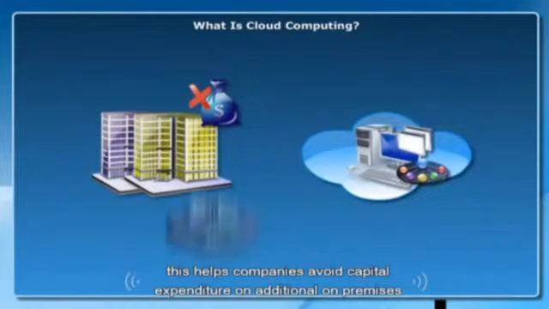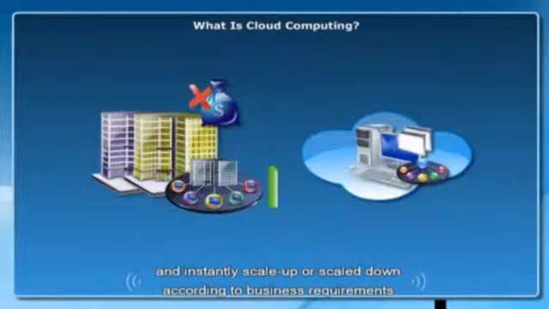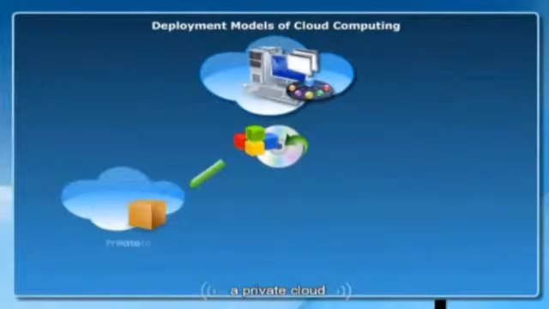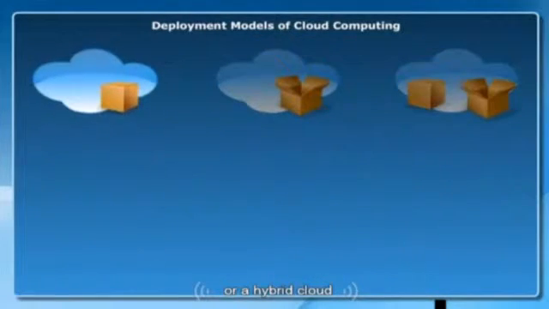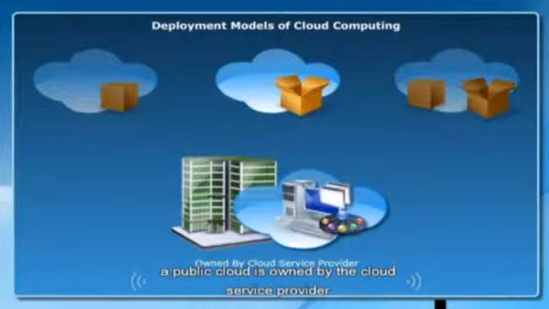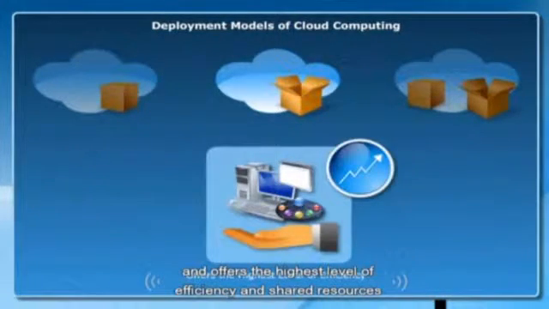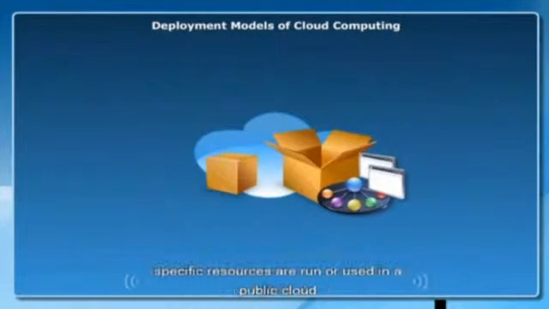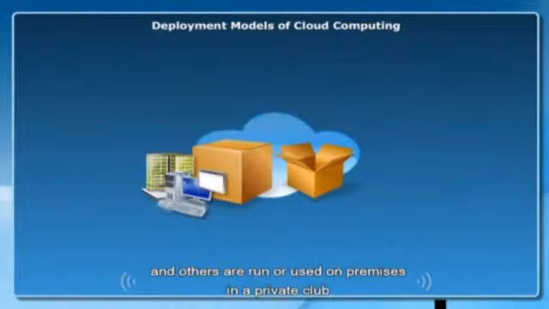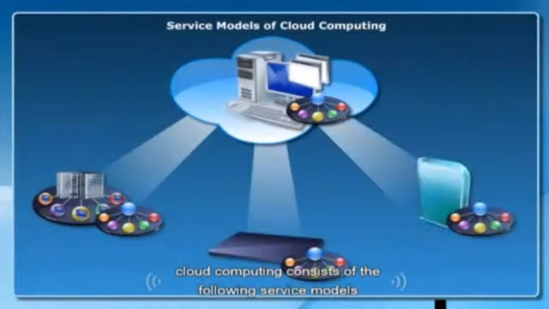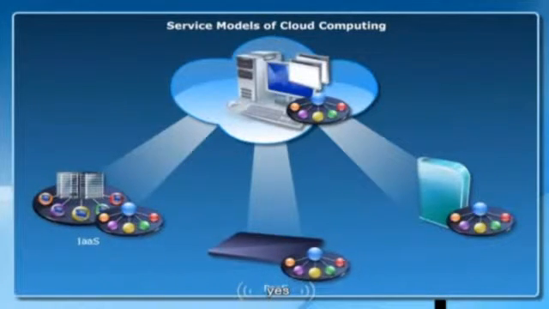This helps companies avoid capital expenditure on additional on-premises infrastructure resources and instantly scale up or scale down according to business requirements. You can deploy a cloud computing service by using 3 different models: a private cloud, a public cloud, or a hybrid cloud. A private cloud functions solely for one organization, on a private network, and is highly secure. A public cloud is owned by the cloud service provider and offers the highest level of efficiency and shared resources. A hybrid cloud is a combination of private and public deployment models. In a hybrid cloud, specific resources are run or used in a public cloud, and others are run or used on premises in a private cloud. This provides increased efficiency. Cloud computing consists of the following service models: Infrastructure as a Service, ES, Platform as a Service, PaaS, and Software as a Service, SaaS.